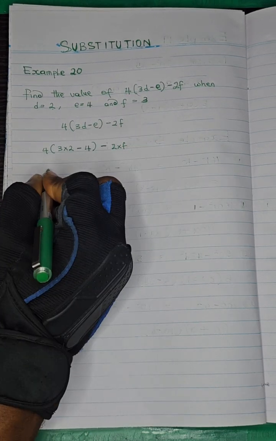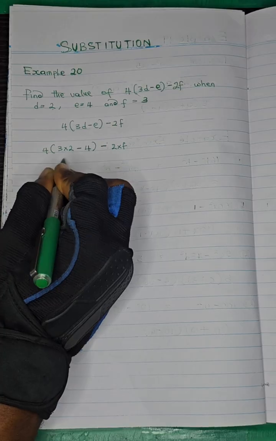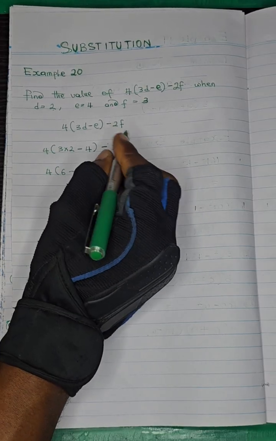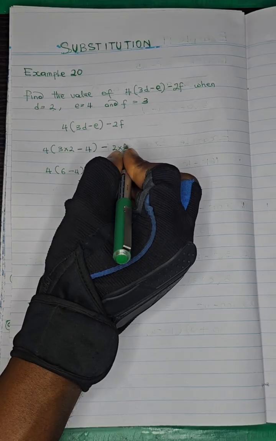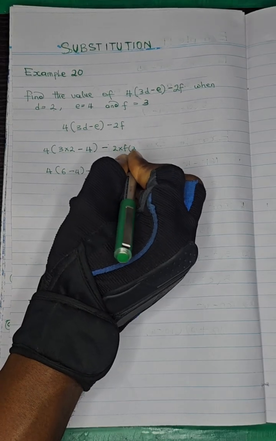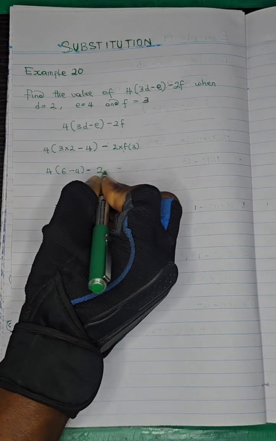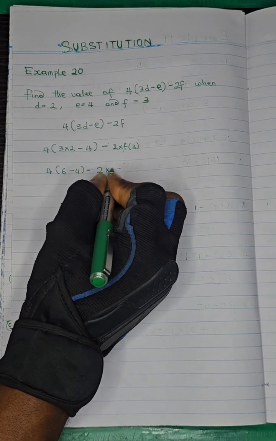This is the same as 4 bracket 6 minus 4. Oh, this is f, and f is 3. So I'm supposed to replace it by 3 instead of f. So let me do it in this last line. So you have 2 times 3.